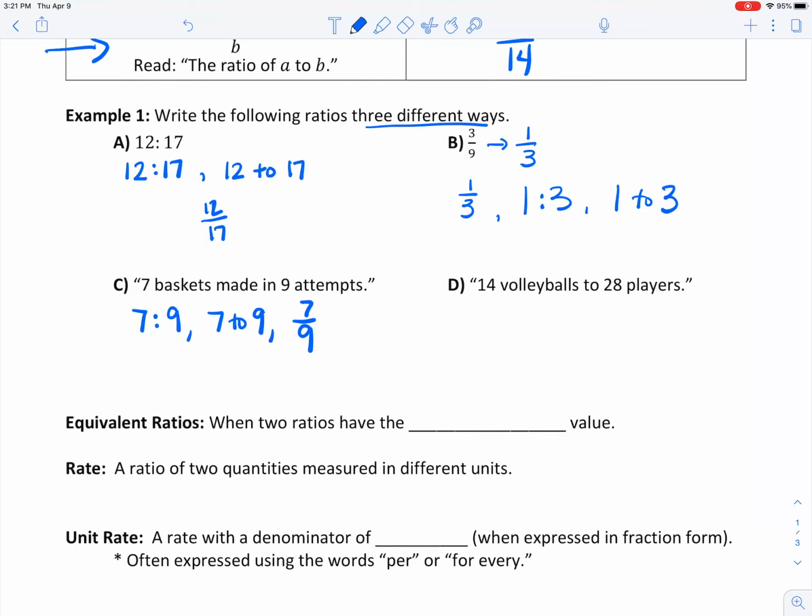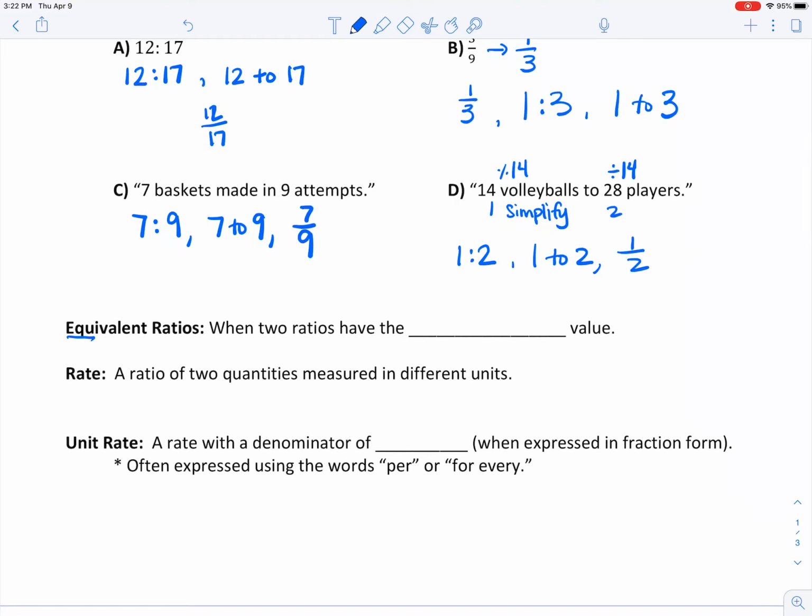Letter D. 14 volleyballs to 28 players. I know that we can simplify this one because 14 and 28 can both be divided by 2. They could also be divided by 14. So if I divide both of these by 14, I'm going to get 14 divided by 14 is 1. 28 divided by 14 is 2. So I have 1 to 2, 1:2, and 1/2.